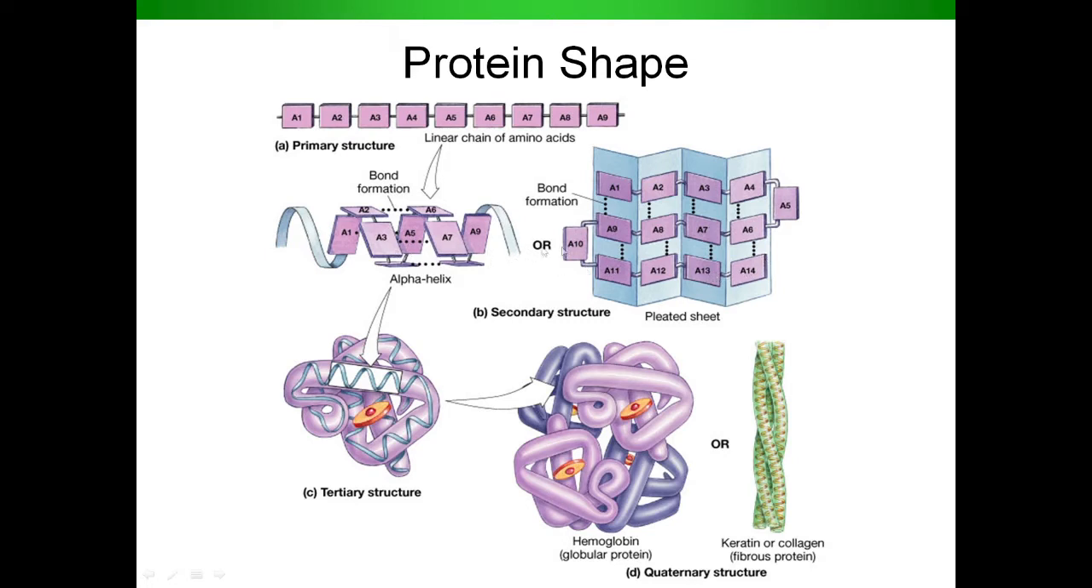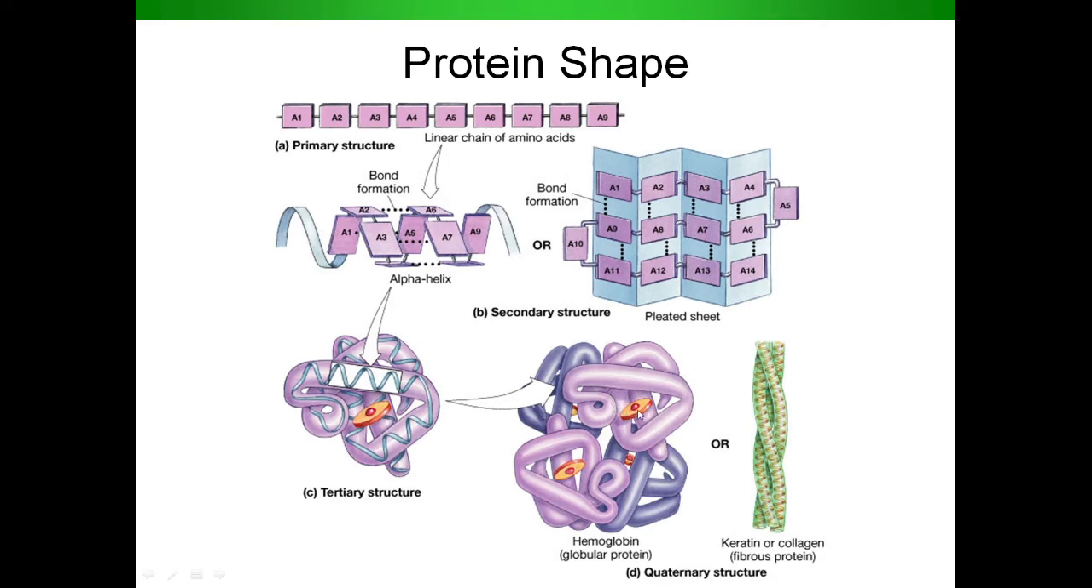All right, these two protein shapes are examples of secondary structures of protein. Now, if we get more complex folding, we're going to get to the tertiary structure. So you can see the secondary structure here, and that secondary structure has folded on itself to make a more complex shape, right? So this is actually one of the subunits of hemoglobin. You can see the hemoglobin molecule over here, right?